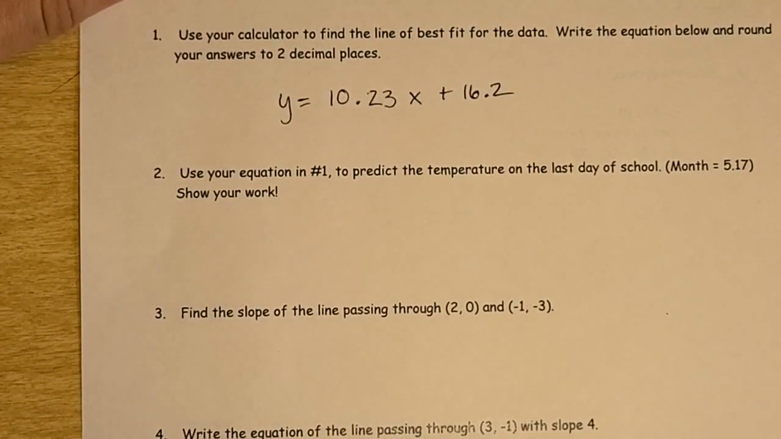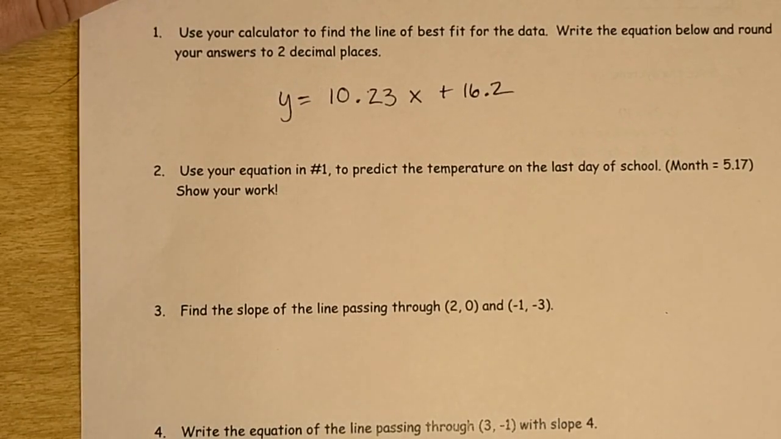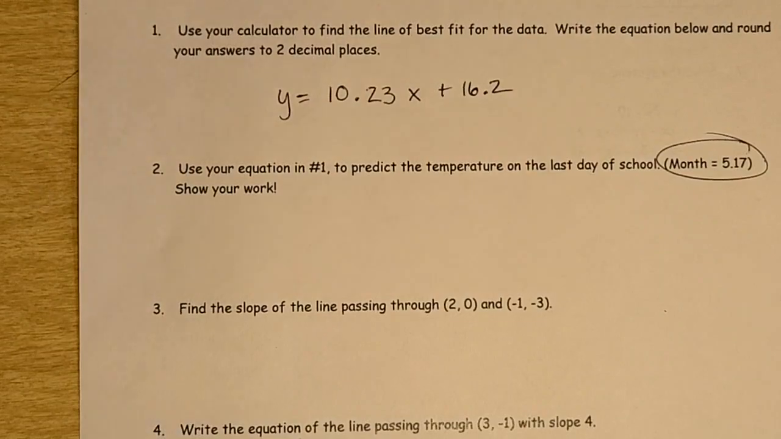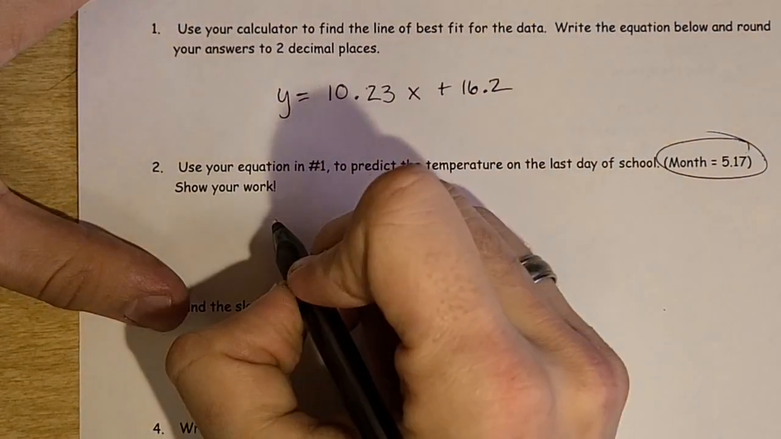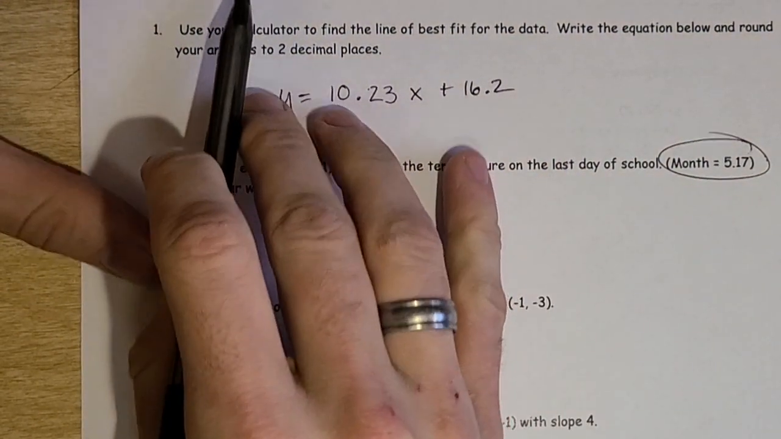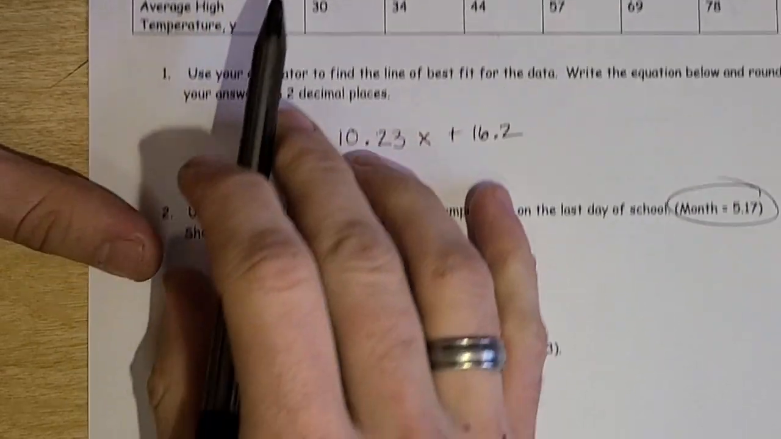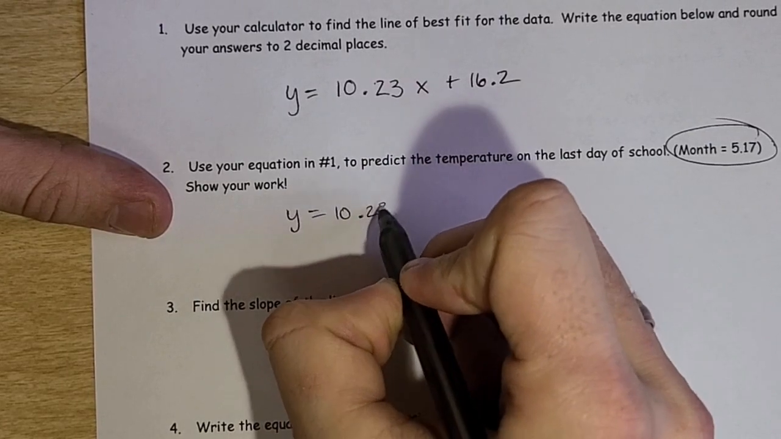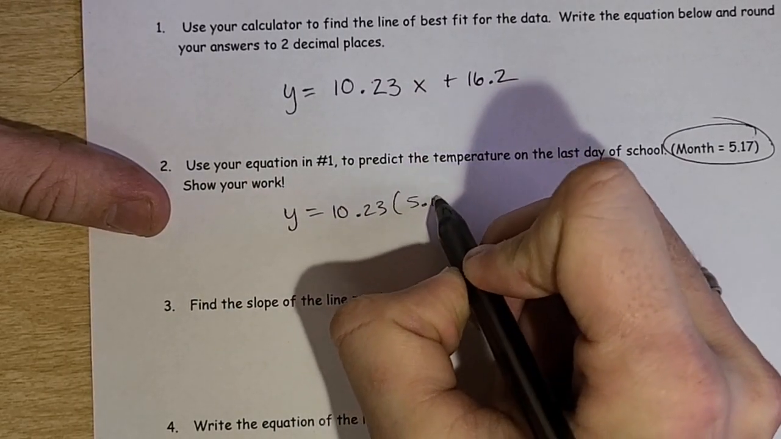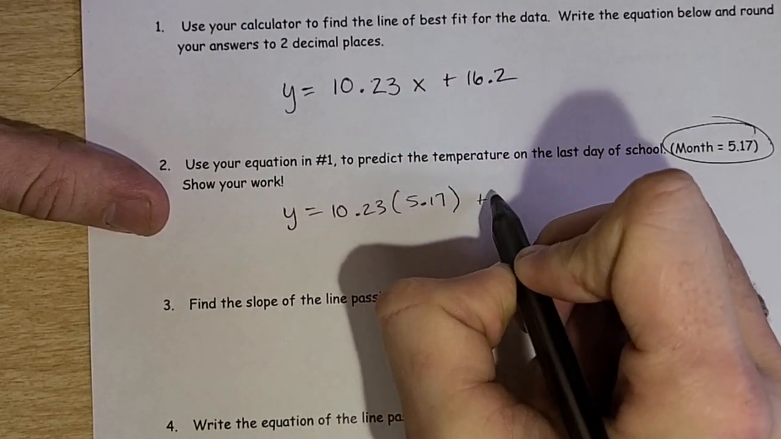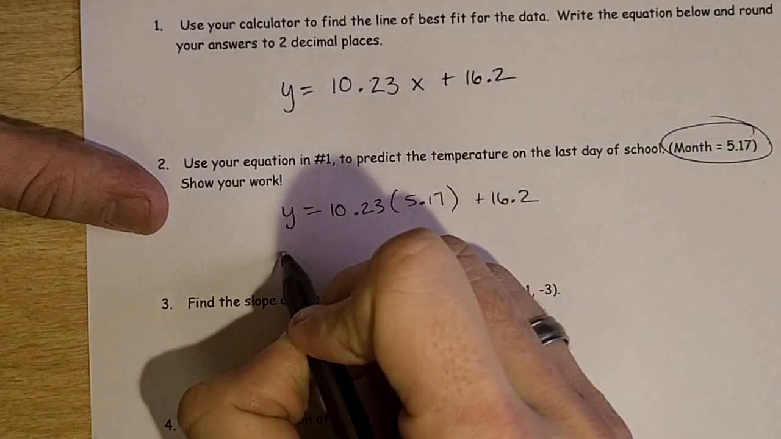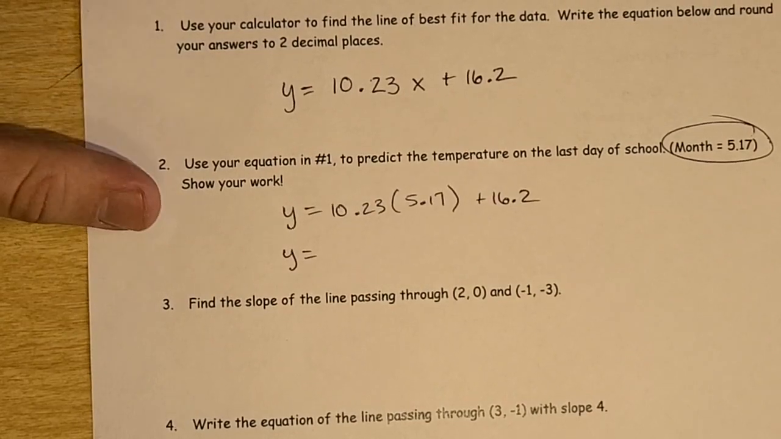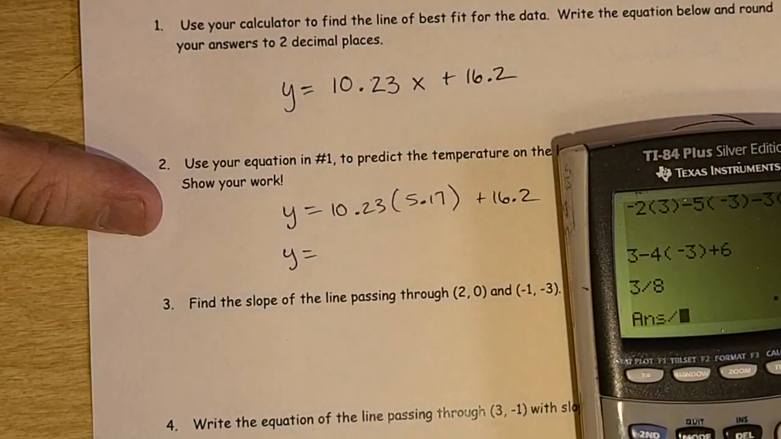Now, the second thing says you're supposed to use that equation to predict the temperature if that is your month, last day of school, around then. So since I have a month, you should have come up here and said a month is an x value. So I should have punched 5.17 in for x. And you can punch that whole thing into a calculator if you so desire. I'm going to do just that.